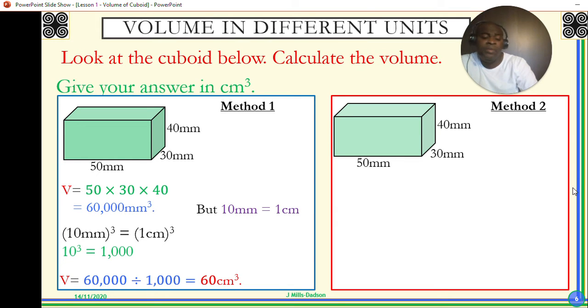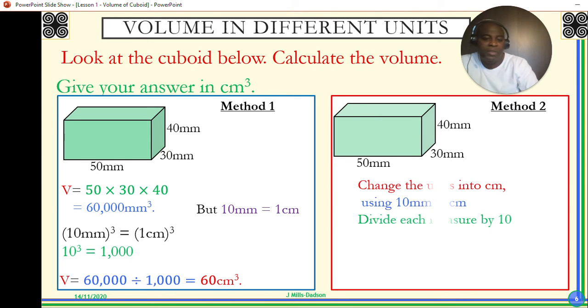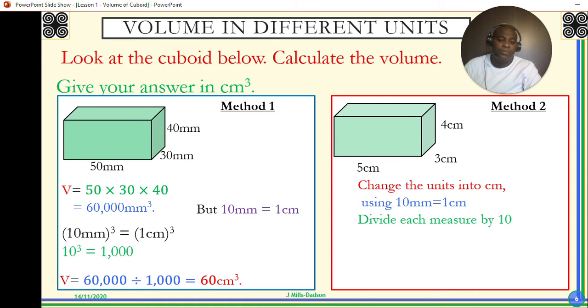For method 2, all you need to do is to change each of the measurements back into centimeter before you multiply. And you know that 10 millimeter equals 1 cm. So we divide each side by 10. So that's what you're going to have. All you need to do is length times width times height, 60 centimeter cube.